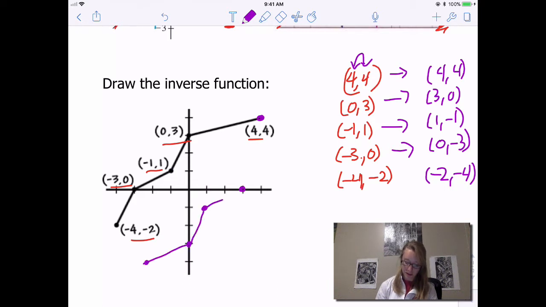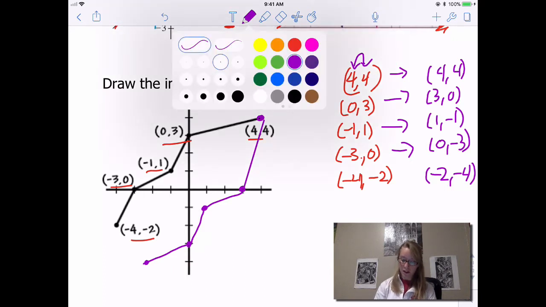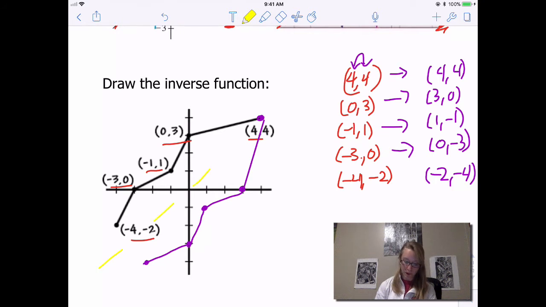And then I can connect those points. And if I actually thought about folding over the line y equals x, my black graph would lie right on top of that purple graph. But think about if I had missed one point and instead I had a graph that looked like this, I could tell that my graph was off because I wouldn't have the graph being symmetric over y equals x. So I've got to have every single one of those points to make the function an inverse.